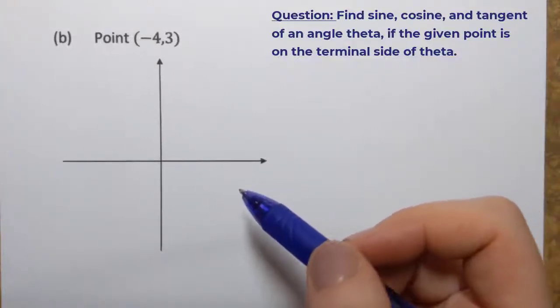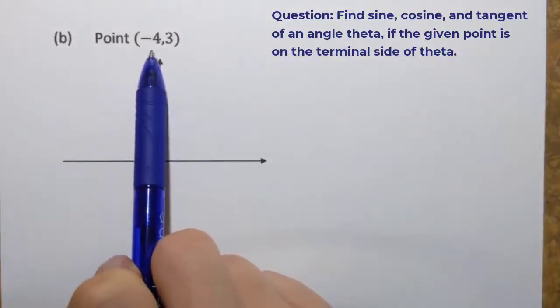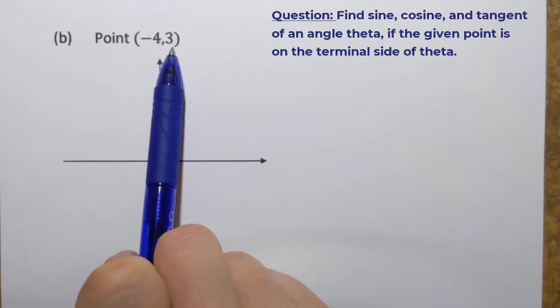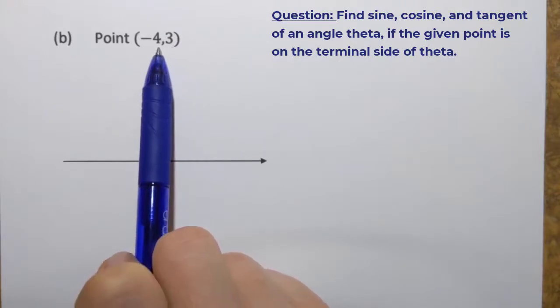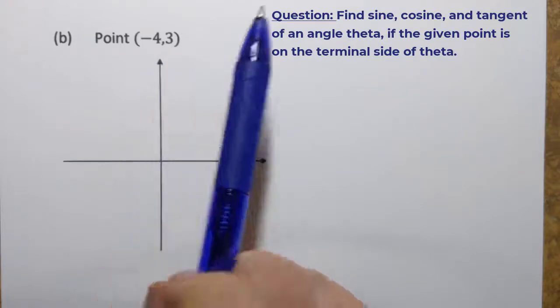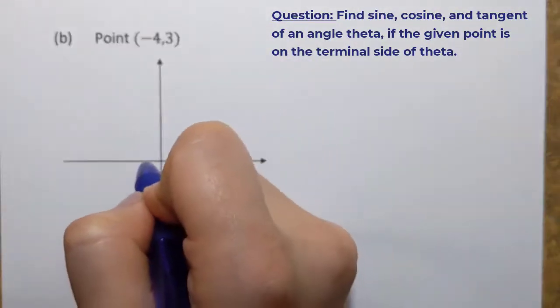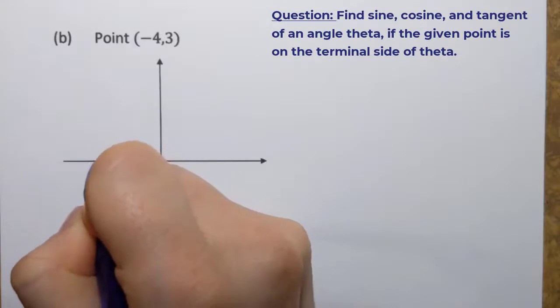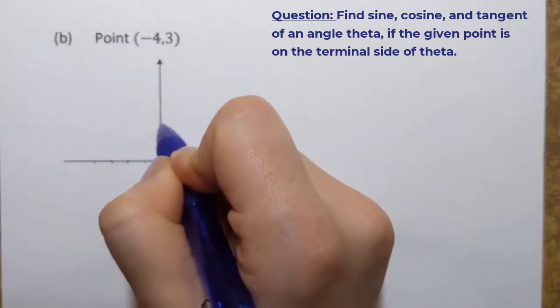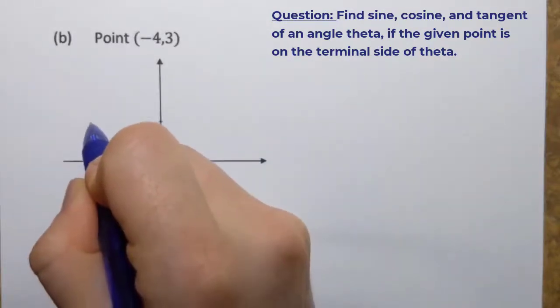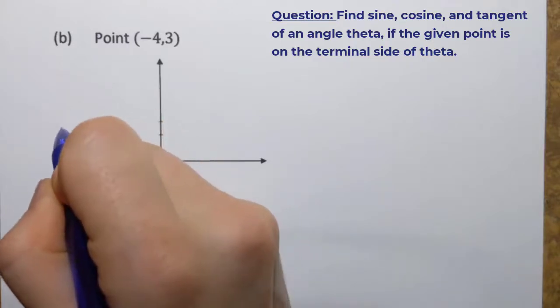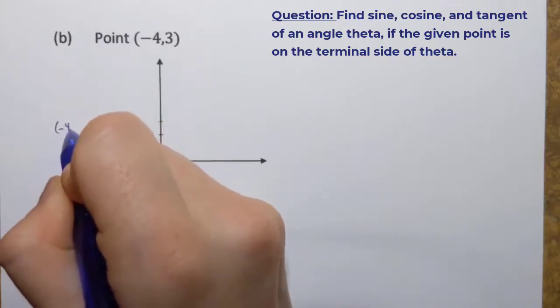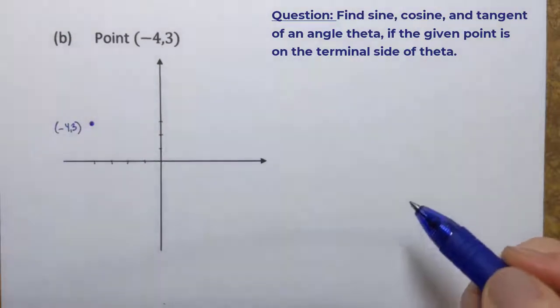So let's do one more question like that. We're given another point, -4, 3, and again we need to find sine, cosine, and tangent of an angle theta such that this point is on its terminal side. So point -4, 3 is somewhere over here, in the second quadrant, right?